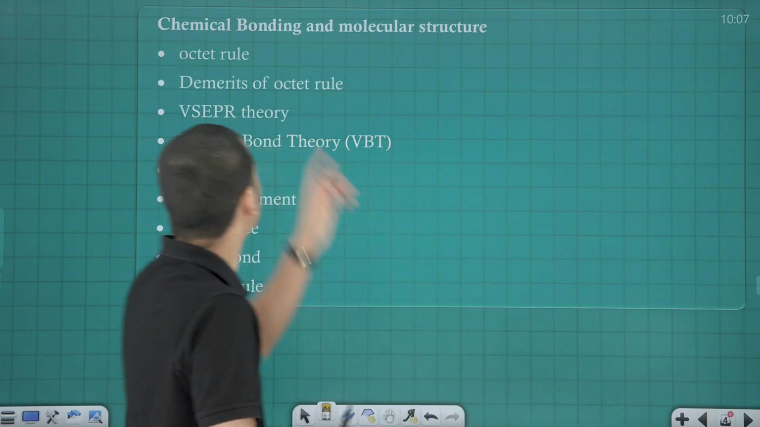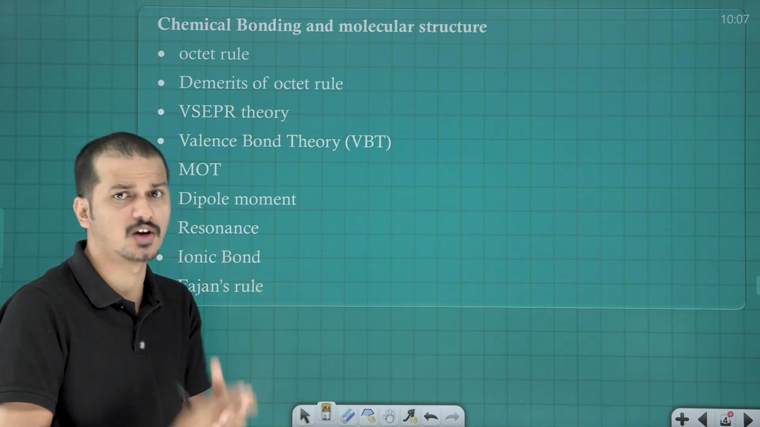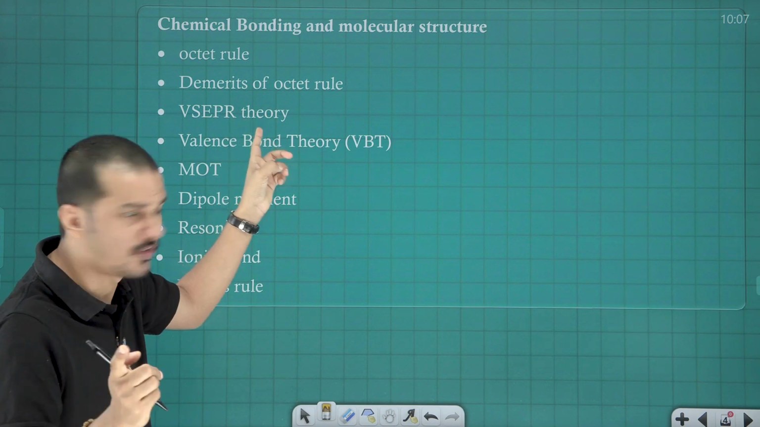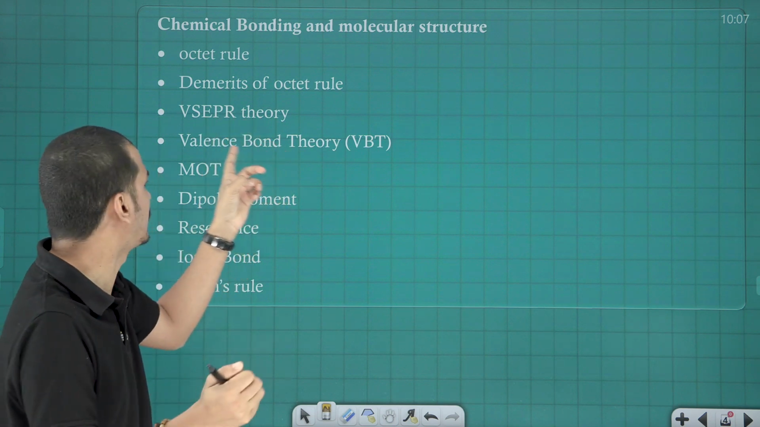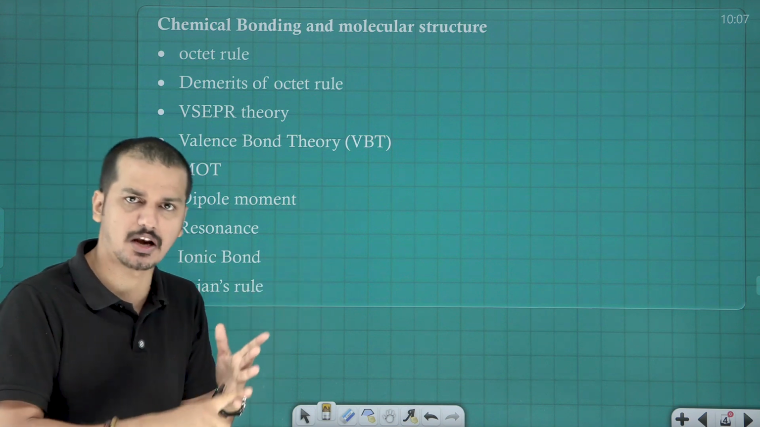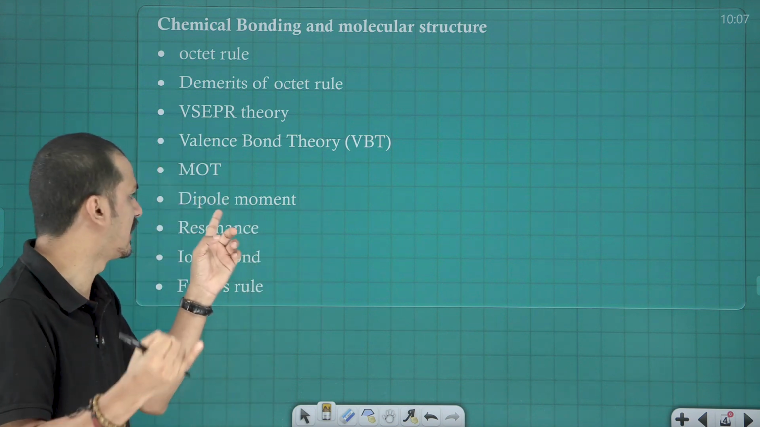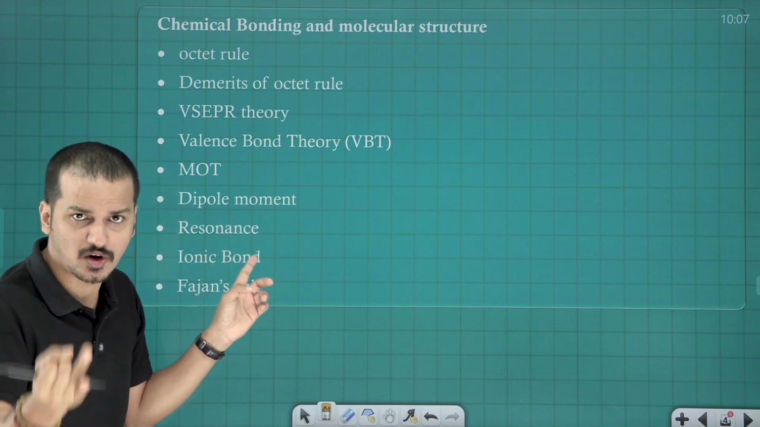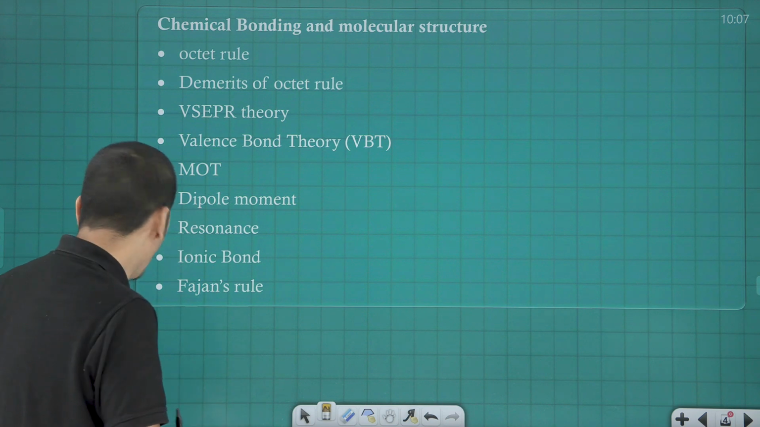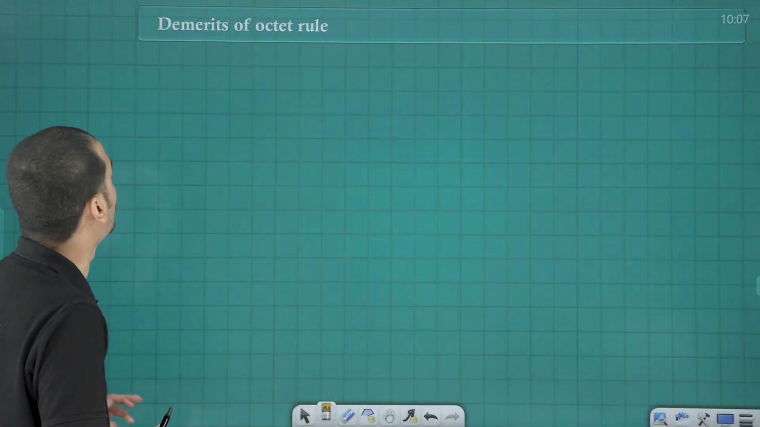So let's look at the important points we must cover, okay? First of all, we are looking at chemical bonding and molecular structure. The important concepts we have to go through are the octet rule, what is the octet rule, what are the demerits of the octet rule, what is VSEPR theory, what is valence bond theory? In valence bond theory itself, the orbital overlapping concept and hybridization concept, okay? Then molecular orbital theory. Then what is dipole moment? Resonance, ionic bond, Fajans rule. That much idea we have to cover. In that itself, first of all, we must look at what?